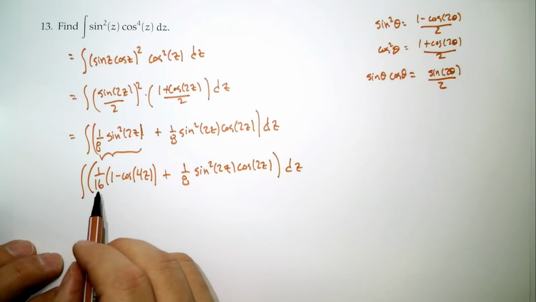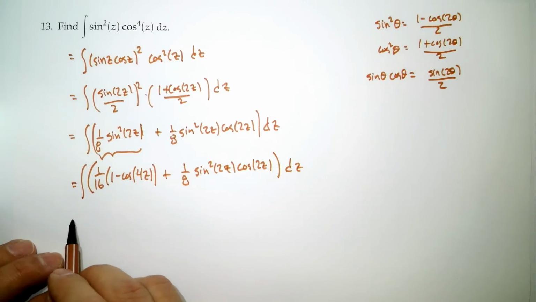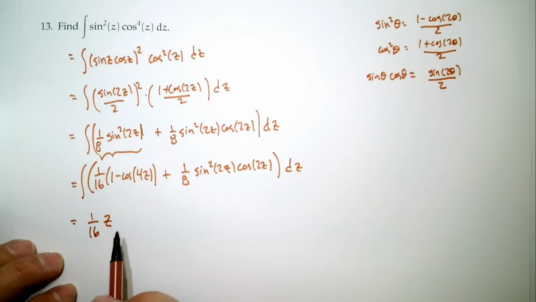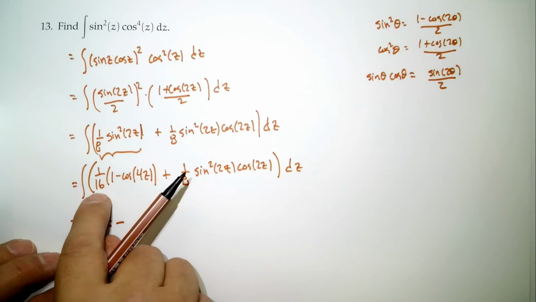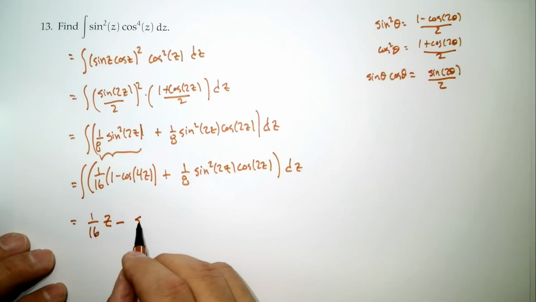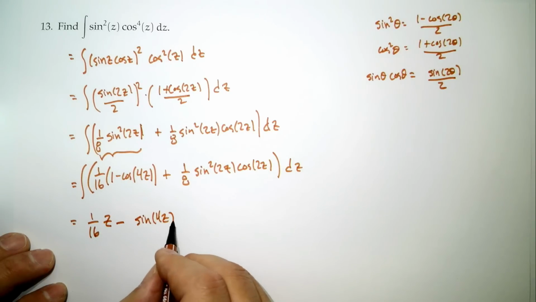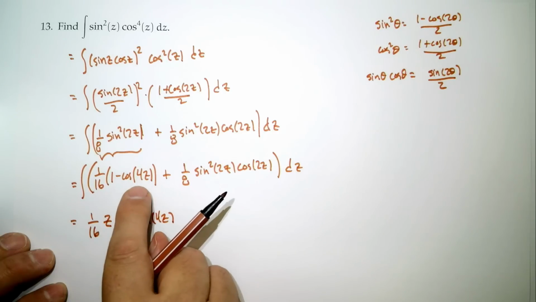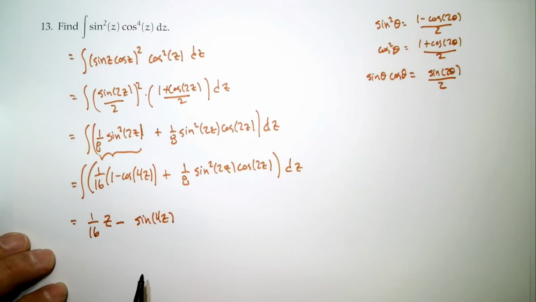So now we can start talking about the integral of each piece here. The integral of 1/16, well, that's not bad. That's 1/16 times the variable, so 1/16z. Then, minus, we have the integral of 1/16 times cosine of 4z. The integral of cosine is sine. And what goes in front? Well, remember the 1/16. And then we have this 4, which is going to do a what? Which means we're going to divide by 4, which makes this a 64.